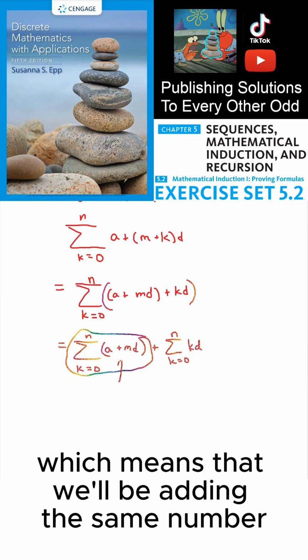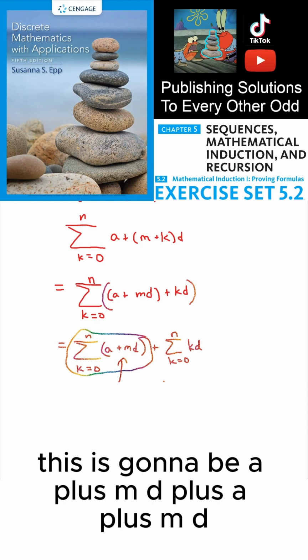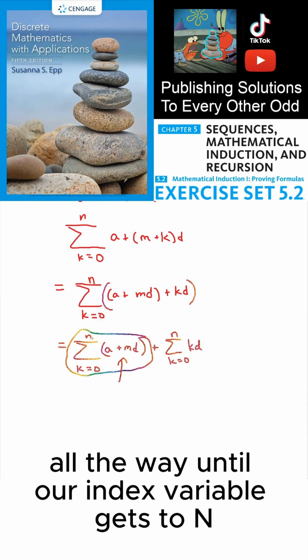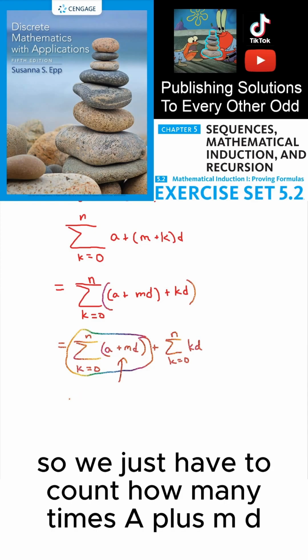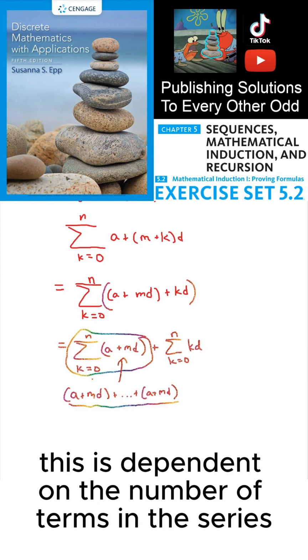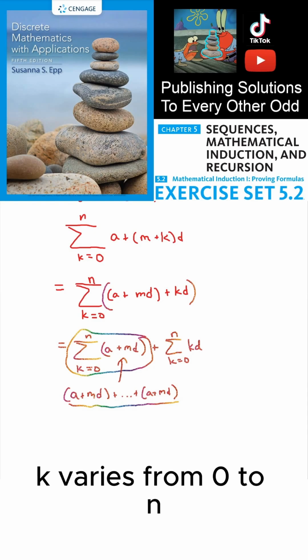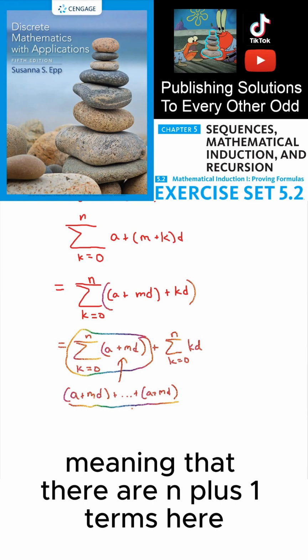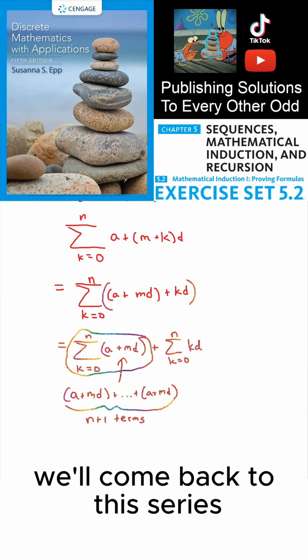Now for the first series, you might notice that the index variable is not in the rule of the series, which means that we'll be adding the same number each time in the series. This is going to be a plus md plus a plus md plus a plus md, and so on, all the way until our index variable gets to n. So we just have to count how many times a plus md is added. Well, this is dependent on the number of terms in the series. Since k is our index variable, k varies from 0 to n, meaning that there are n plus 1 terms here. We'll come back to this series.